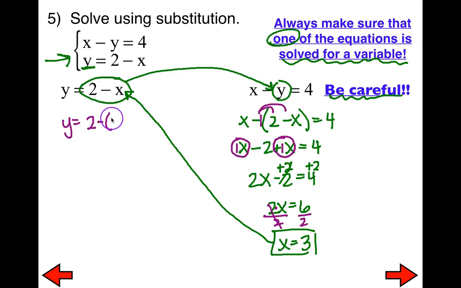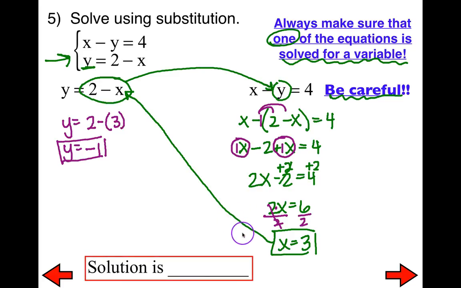X is 3. So now I'm left with y equals 2 minus 3, which is negative 1. Now that I have the value of both x and y, I can go ahead and make my solution. I'm going to say the solution is, first you write down the x, which in this case is 3, comma, then you write the y value, which is negative 1.